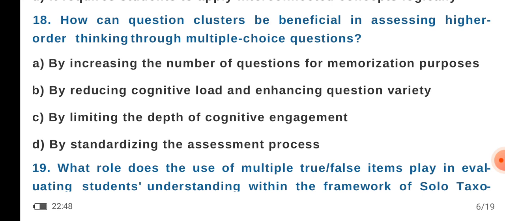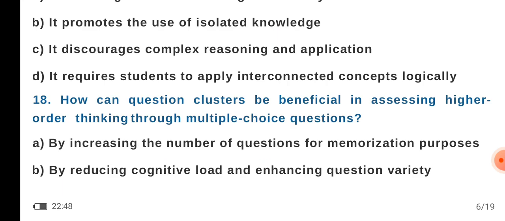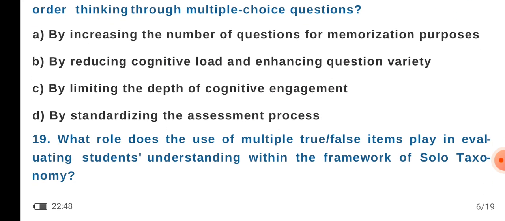The correct answer in number 18 is letter B, by reducing cognitive load and enhancing question variety. Letter B. Explanation. Question cluster can be beneficial in assessing higher order thinking through multiple choice question by reducing cognitive loads and enhancing question variety, enabling students to engage with diverse cognitive challenges. Okay, let's move on to number 18. I'm sorry. Number 19.